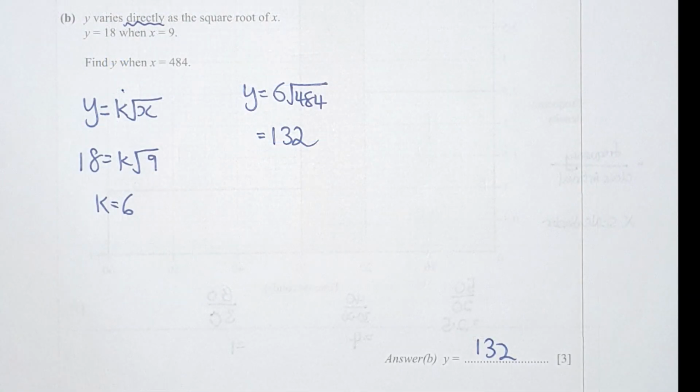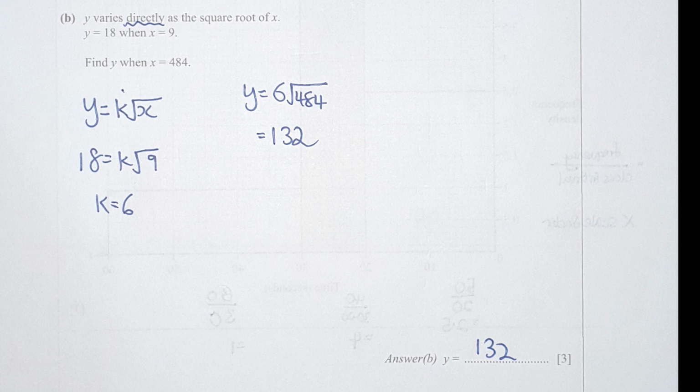For part b, y varies directly to the square root of x. So y equals k square root x. Key in the values of 18 and 9 into x and y's positions. Your k's value will actually be 6.